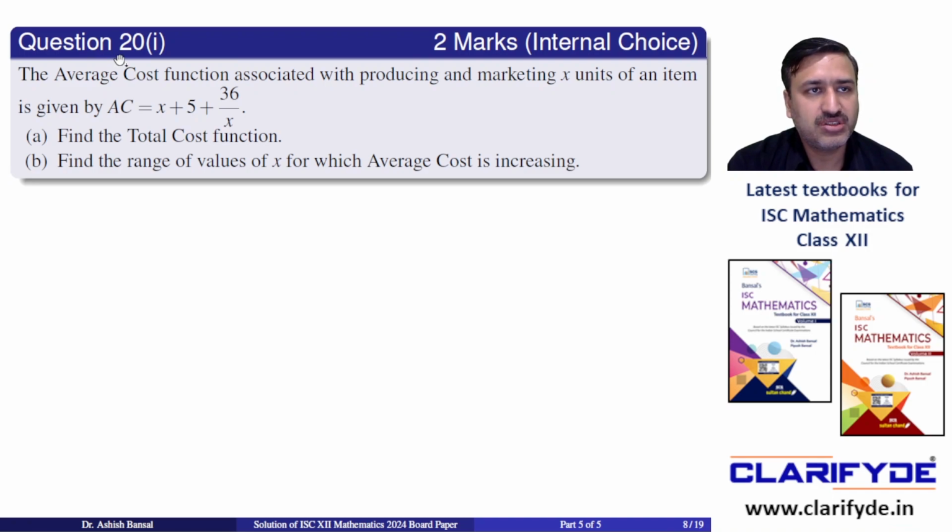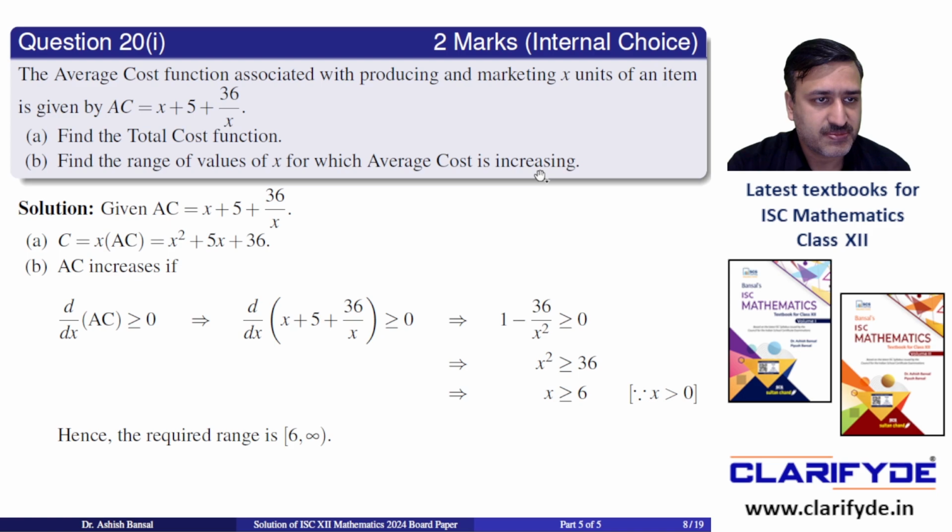So we move to next question, question number 20. It's a 2-mark question. There is an internal choice. The first part is: the average cost function associated with producing and marketing x units of an item is given by AC equal to x plus 5 plus 36 by x. Find the total cost function, and B part, find the range of values of x for which average cost is increasing. So we are given the average cost function, which is x plus 5 plus 36 by x.